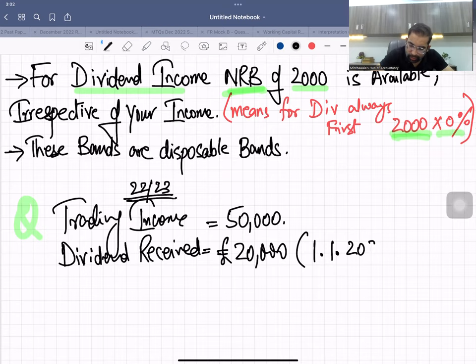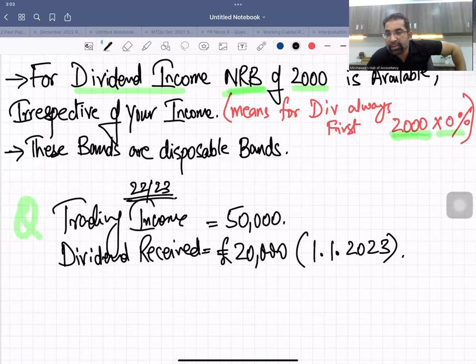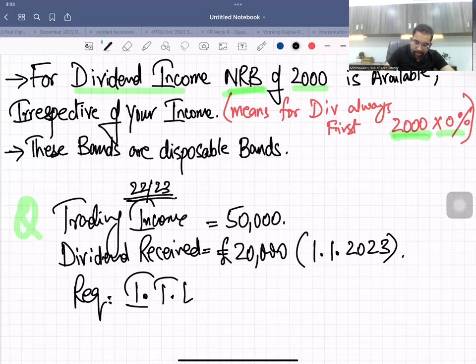Now open your eyes. Hope you remember, yes, this receiving date falls in your fiscal year. You remember your fiscal year? I just taught you in today's class. Your fiscal year starts on 6th April 22 and ends on 5th April 23. So yes, this date lies in your fiscal year, so yes, we have to include this dividend. Now the requirement is income tax liability. Income tax liability is the requirement.